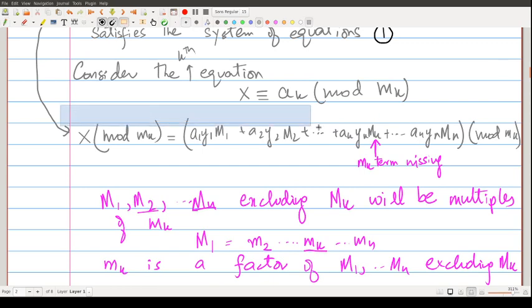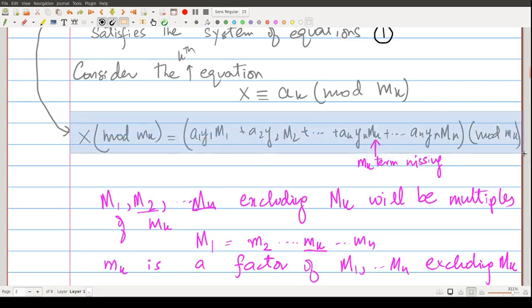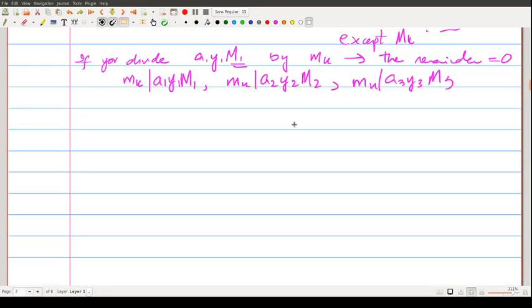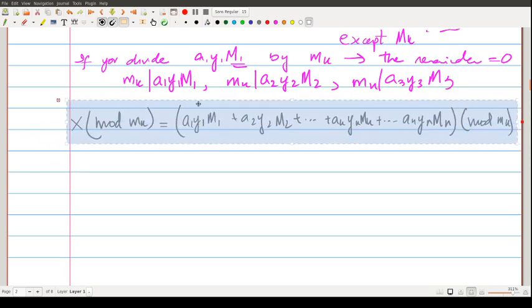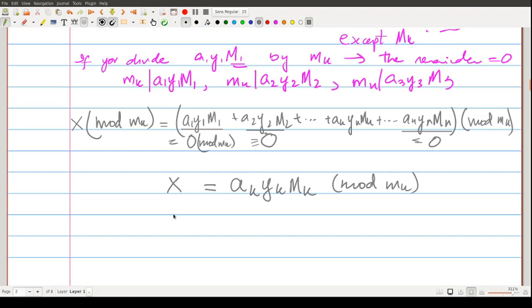So let's copy this and see what we get. Control C, stick it down, okay. So consider this equation again. Mod small mk, what I've essentially stated is that all of these terms except small ak, yk, capital Mk will be 0 mod mk, because when you divide them by small mk, we've just established that they are all multiples of small mk. So these are congruent to 0, which means x is equal to ak yk Mk mod mk.